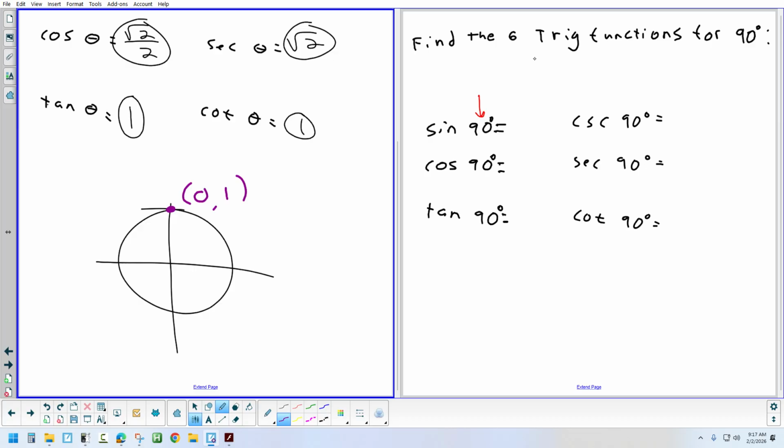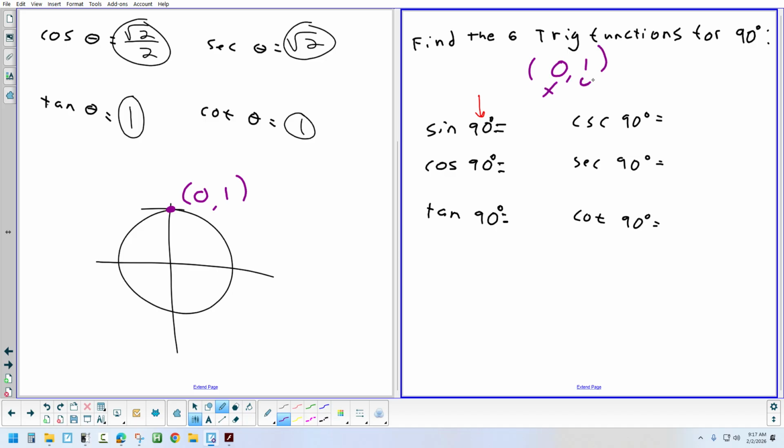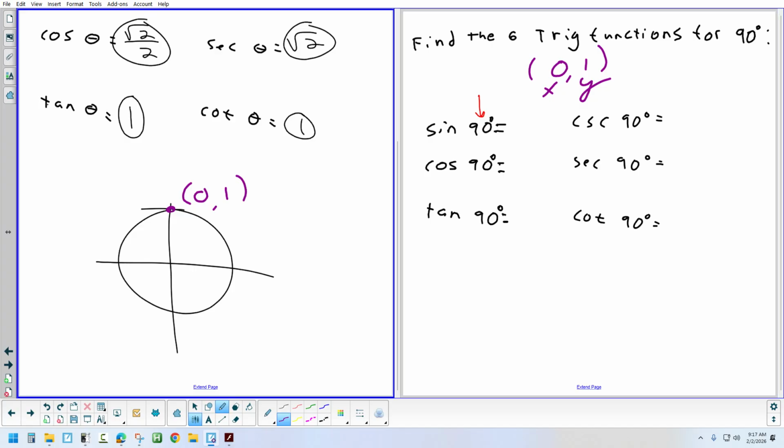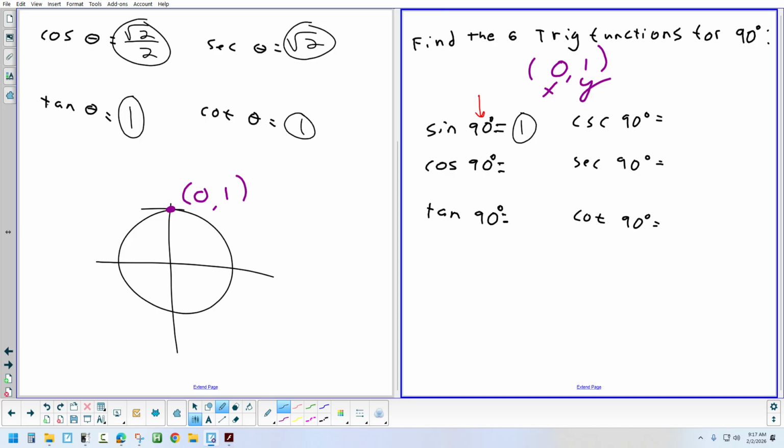The nice thing about working with an angle that lies right on an axis is it'll never have a square root. It just has a 0, a 1, or a -1. So the arithmetic is generally easier. Okay, so we've got the coordinate. Now we do the same thing we did before. What's the sine? 1. Yep. How about the cosine? 0.